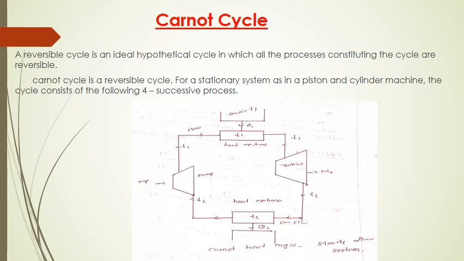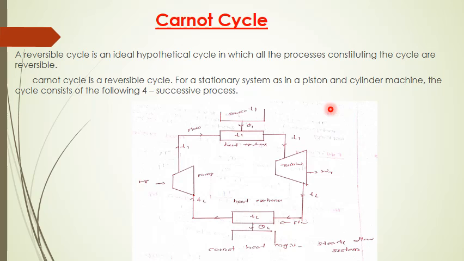Carnot cycle. A reversible cycle is an ideal hypothetical cycle in which all the processes constituting the cycle are reversible. We need to understand one thing here: the Carnot cycle is an imaginary cycle which consists of all reversible processes. So all the reversible processes constitute a reversible cycle. But in reality, most of the processes are irreversible. It is very difficult to have reversible processes and hence a reversible cycle. But all these processes are reversible or imaginary processes.